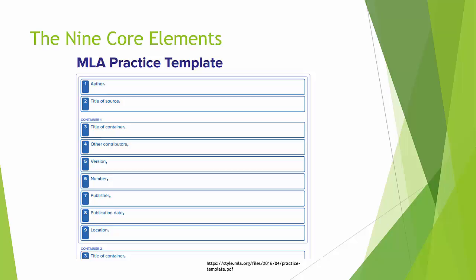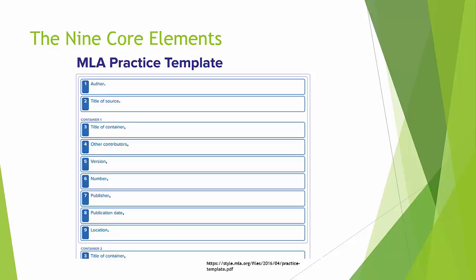Each container uses elements 3 through 9. You can see that the container is just boxed off and away from elements 1 and 2. That's because they all apply to that container. And every element after element 3 ends with a comma except for our last element, which does end with the period. The MLA's idea is that all of these elements describe the container. Therefore, they end with a comma instead of a period, like numbers 1 and 2.